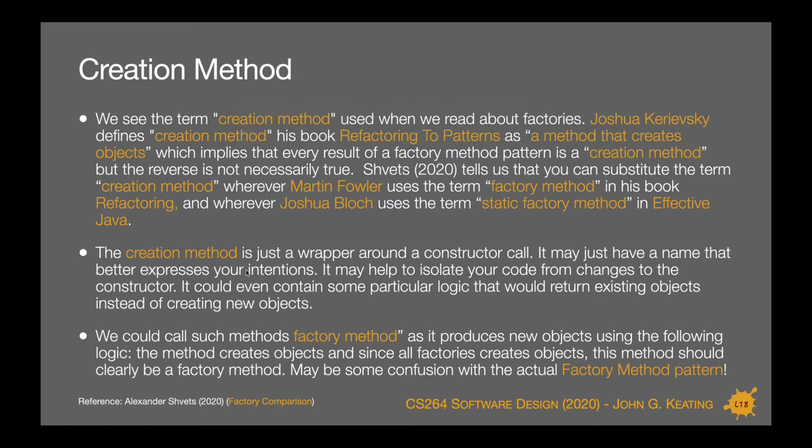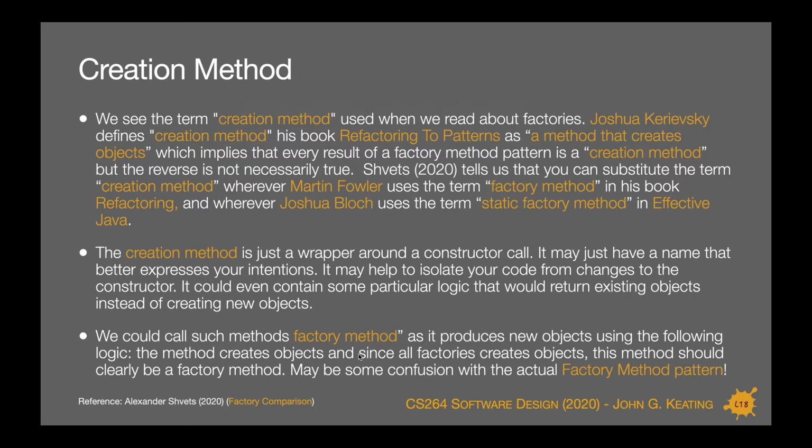So what happens is that the creation method is just a wrapper around a constructor call. It's a method that wraps around the constructor, and it may just have a name that better expresses your intentions. We saw this when we looked at singleton in the last lecture. It may help to isolate your code from changes to the constructor. It could even contain some particular logic that would return existing objects instead of creating new objects, as we saw with singleton.